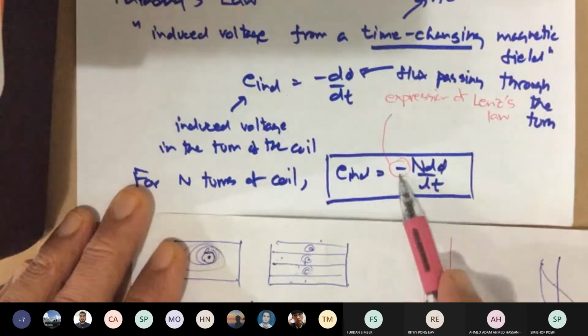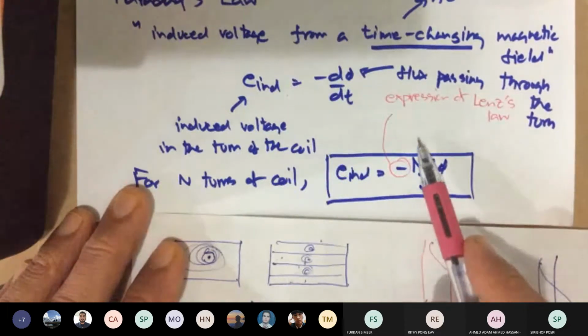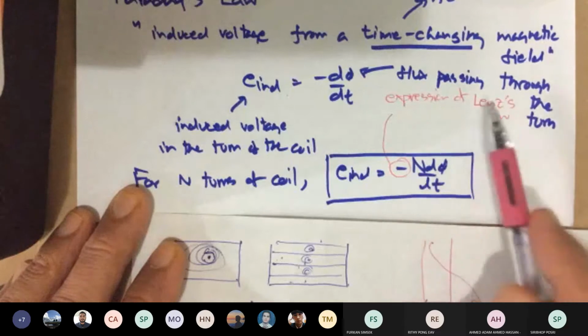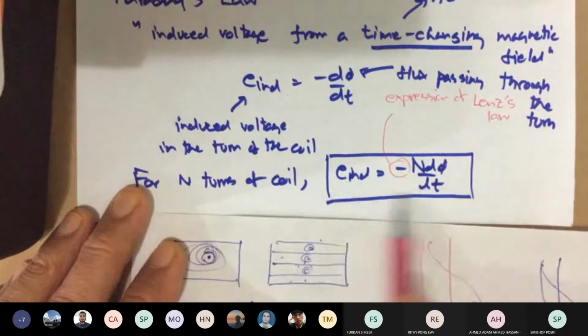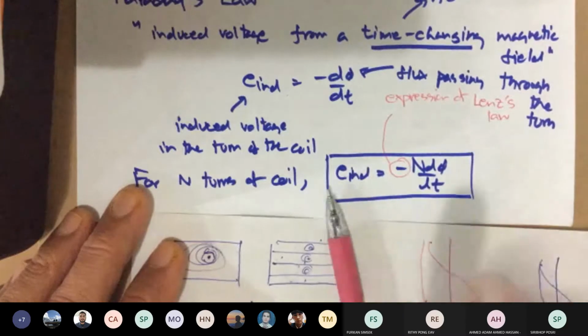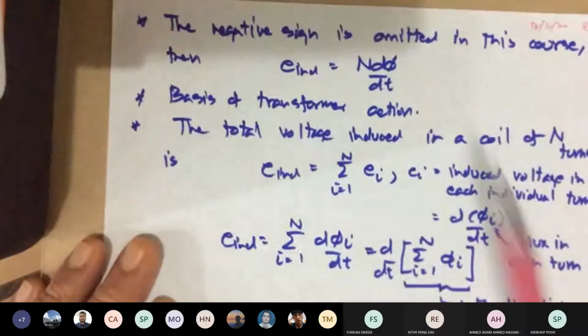The negative sign is the expression of Lenz's law, another scientist, who is mainly famous for magnetic levitation. You can check that out if you want. Anyway, this is the equation for N turns of coil. We will omit that for our class, only for this class. I will clarify in the next slide, in the next lecture notes. The negative sign is omitted in this course.